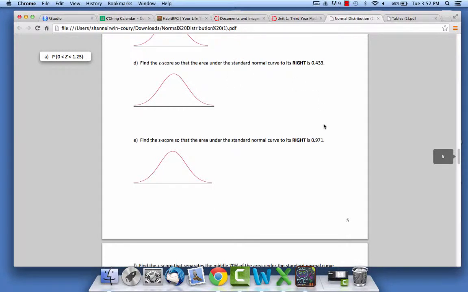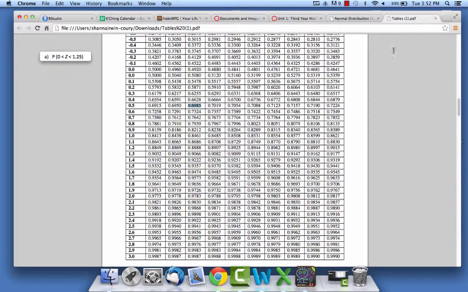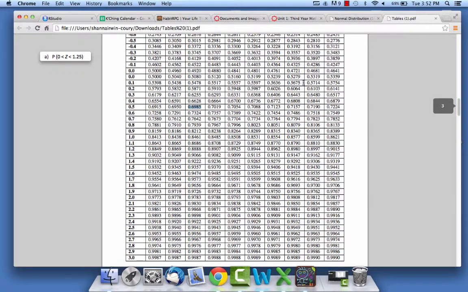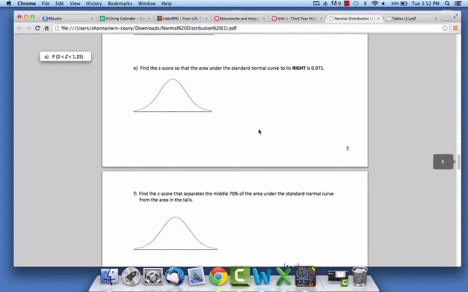Okay, now we're going to do it to the right. So the thing that we do now is if 0.433 is to the right, I subtract that from 1. 1 minus 0.433 is 0.567. So I come over here and I find 0.567 right there. And it's 0.1, 0, 1, 2, 3, 4, 5, 6, 7, 0.17. Now you do this one.